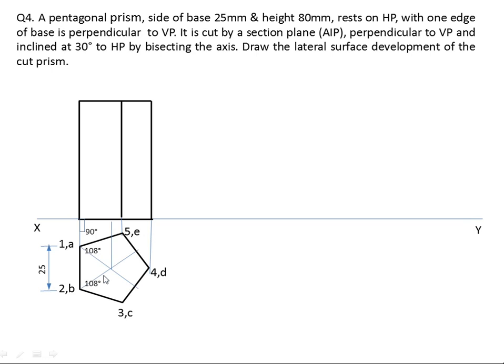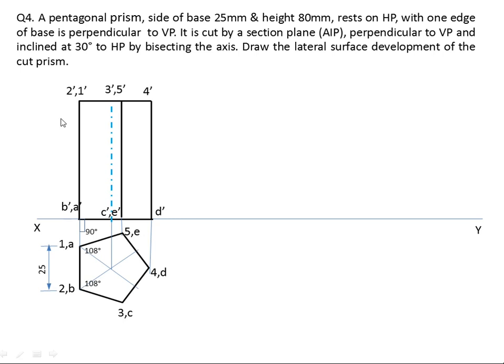Next, find out the axis. So we have to join one corner point and the midpoint of the opposite edge. That means we have to draw the median. So this is one median and this is another median. So we get the intersection point. This is the axis. So transfer this projection. So this is the axis.